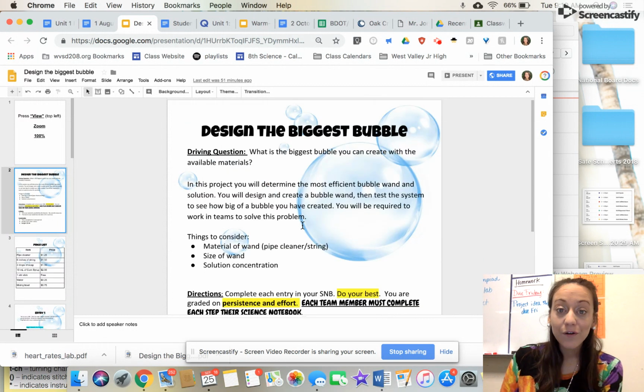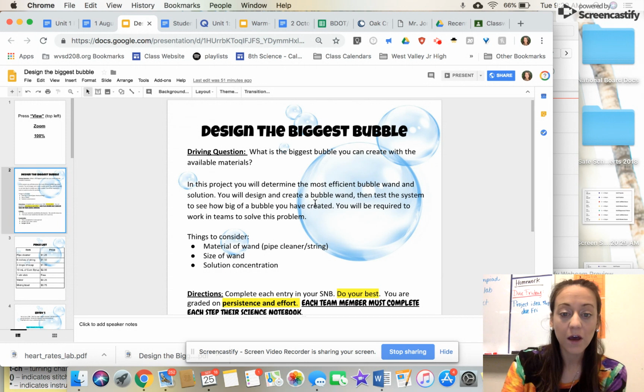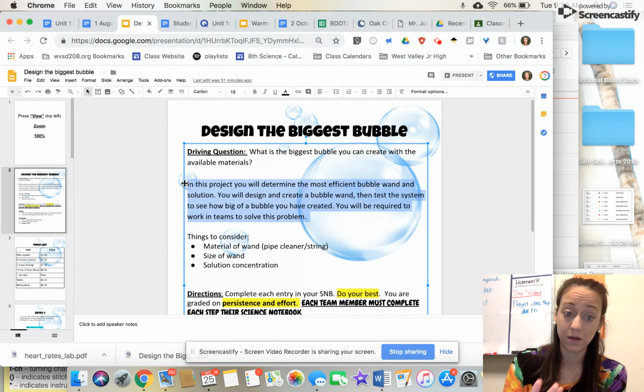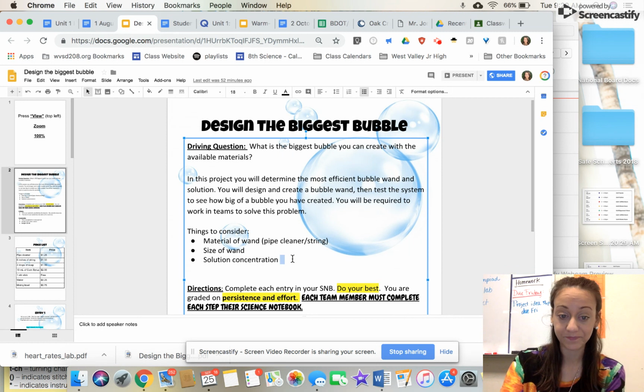All right, so we are going to be designing a bubble wand, bubble solution, and going outside to test to see who can create the biggest bubble. This is a really fun project and I'm excited. The driving question is, what is the biggest bubble you can create with the available materials? So I just described that little paragraph right here of what you're going to do, so I'm going to move on. Things to consider: material of the wand, pipe cleaner string, size of the wand, and solution concentration.